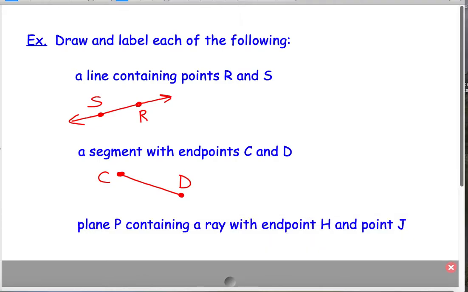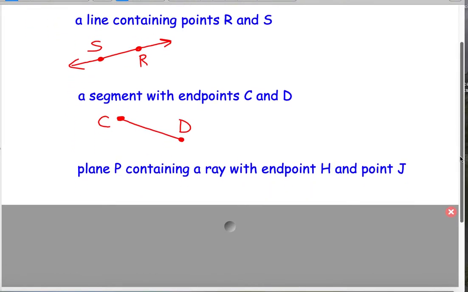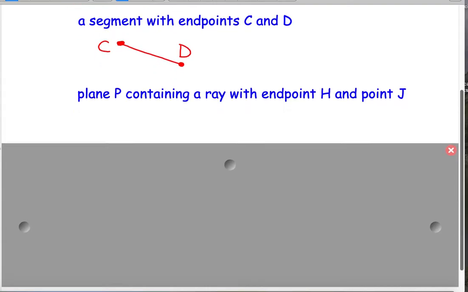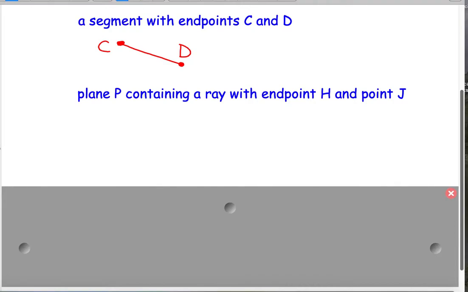All right, how about draw a plane? Now we're going to get more complicated. A plane P containing a ray with an endpoint H and a point J. I can't stress enough here, you should hit pause and try and do this first. And then go ahead and check your answer.